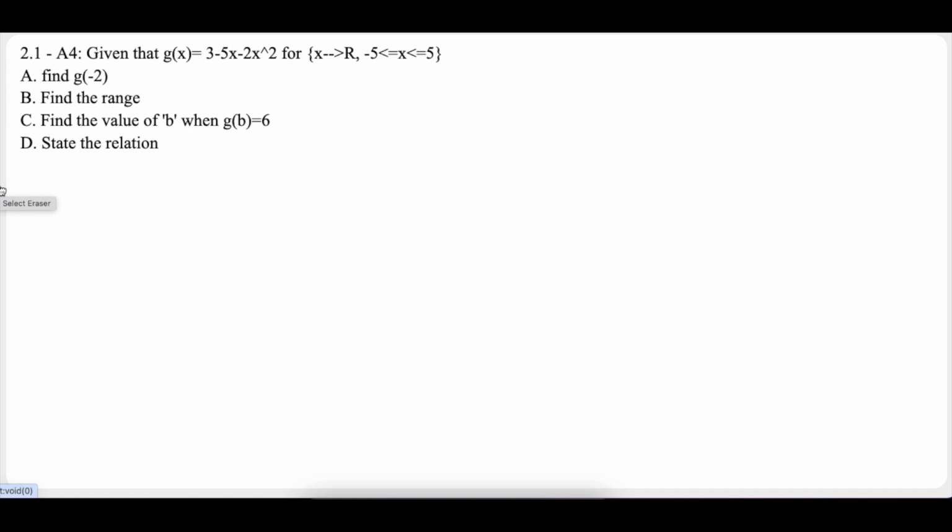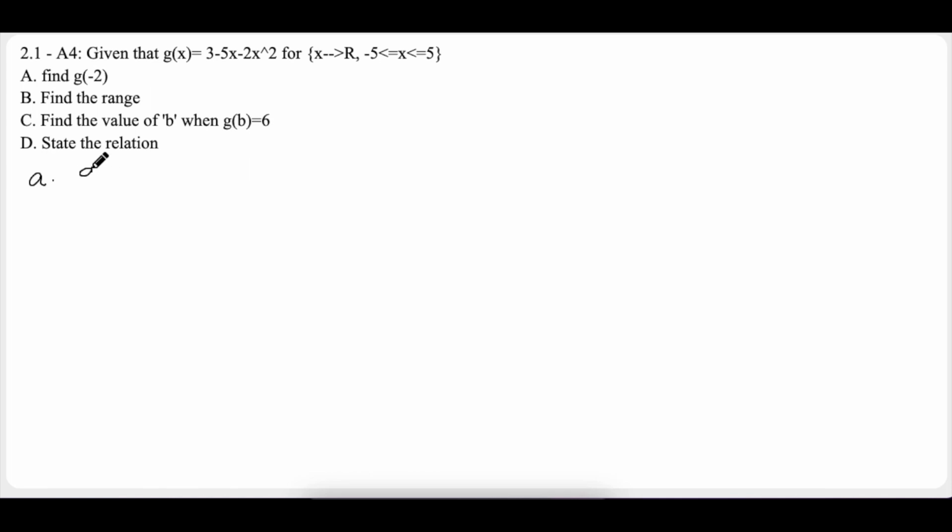A4. Given that g of x equals 3 minus 5x minus 2x squared, for x belonging to the real numbers where x lies between minus 5 and plus 5. A. Find g of minus 2. B. State the range. Find the range. C. Find the value of b when g of b equals 6. D. State the relation. So we will start with A.